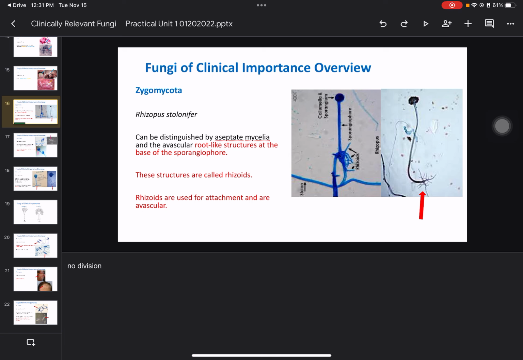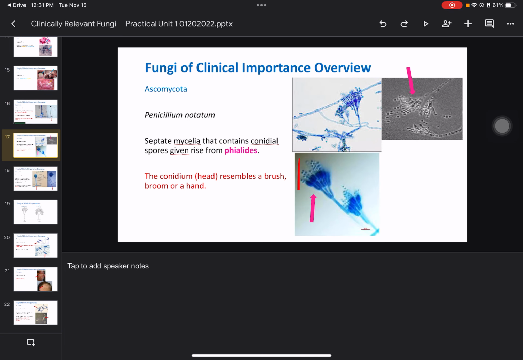Let's move on to the ascomycota. Here's Penicillium notatum. Here's how you remember it. Again, you can see the septations, right? So is this mycelia aseptate, septate, or cenocytic? Septate. Yes.